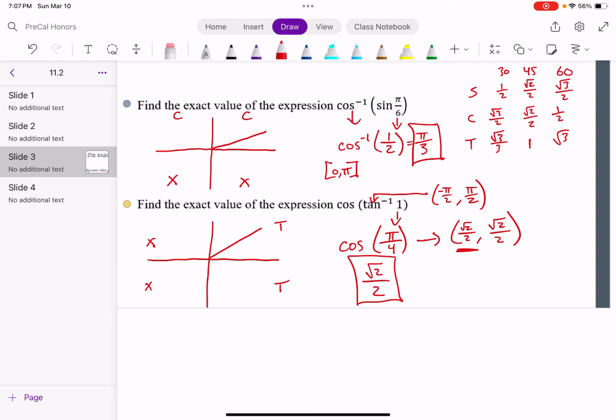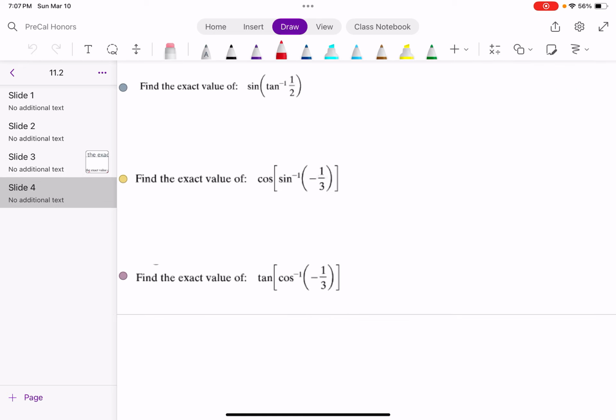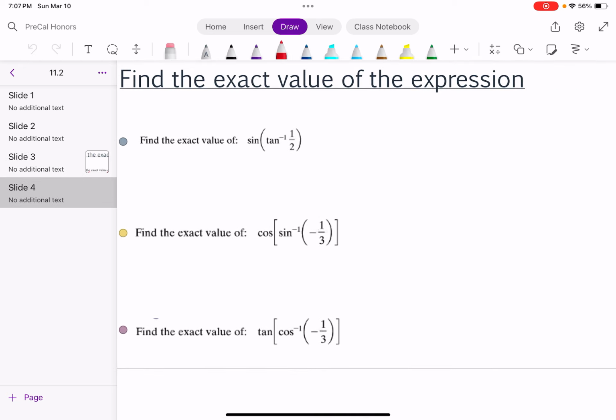Let's go ahead and take a look at our next problem. In slide 4, we go ahead and work the exact same style problems. We have a trig function on the outside. We have another trig function on the inside with a value of 1/2. Now in this case, we're looking for the exact value, but if we take a look, the inverse tangent is giving us a negative 1/2.